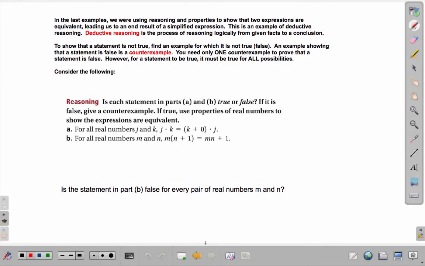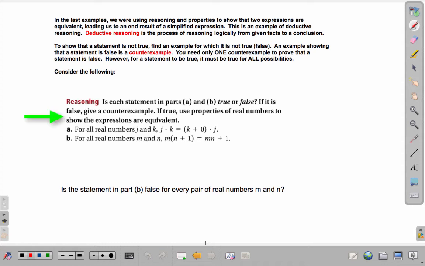In the last examples, we were using reasoning and properties to show that two expressions are equivalent, leading us to an end result of a simplified expression. This is an example of deductive reasoning. Deductive reasoning is the process of reasoning logically from given facts to a conclusion. To show that a statement is not true, find an example for which it is false. An example showing that a statement is false is called a counterexample. You need only one counterexample to prove that a statement is false. However, for a statement to be true, it must be true for all possibilities.